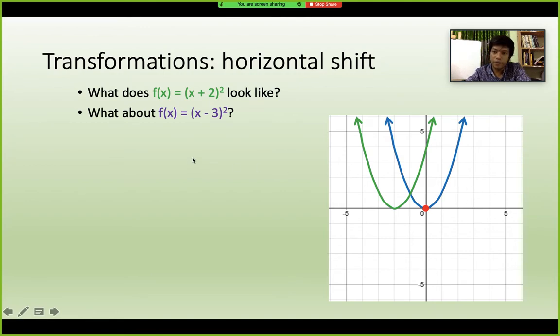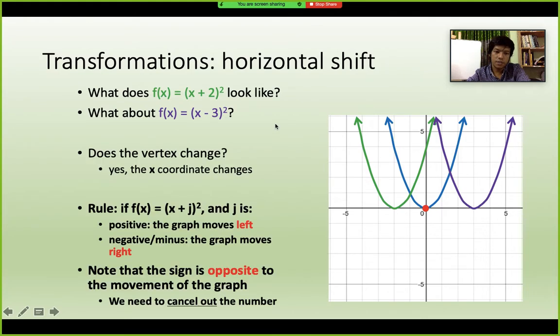This is a little bit of variation or difference from our horizontal shift and vertical shift. In the vertical shift, we said that if it is plus 2, the graph goes to plus 2. If it is plus 3, the graph goes to plus 3. If it is minus 3, the graph goes to minus 3. But here it is opposite. If it is minus 3, the graph will go to the plus 3.